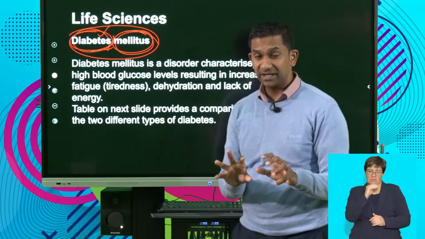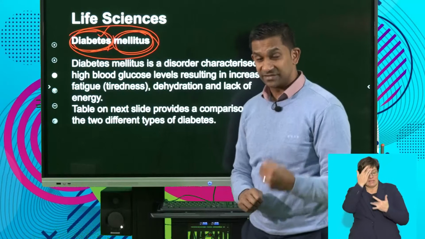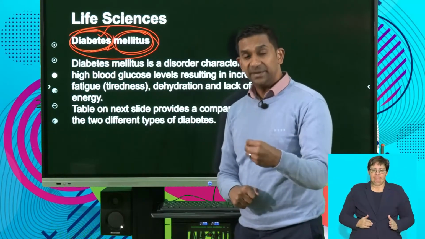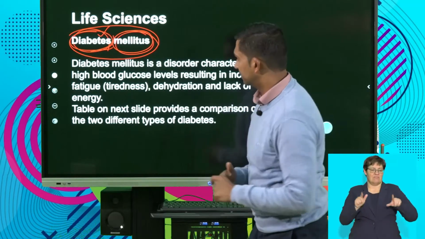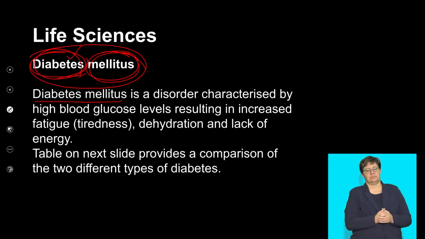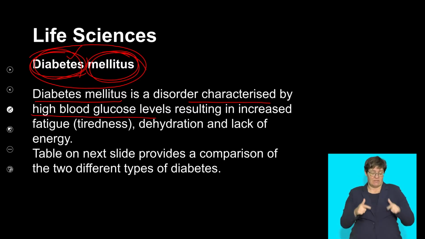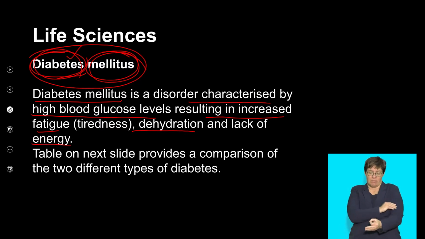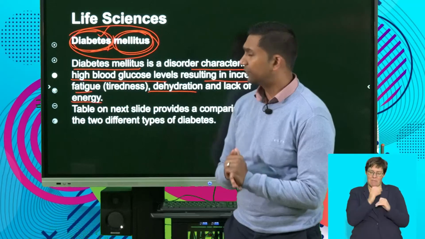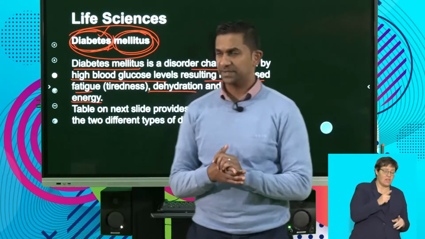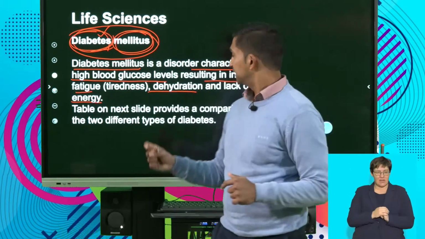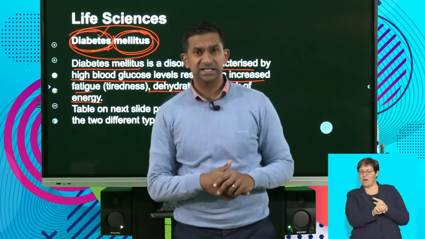So we'll unpack that as a disorder which is as a result of the body's inability to control blood sugar levels. Right. So diabetes is a disorder characterized by high blood sugar levels or high blood glucose levels, resulting in increased fatigue, dehydration, and a lack of energy. Let's try and unpack that. So if you know of a family member or relative, or you yourself are affected by diabetes, you will notice that the symptoms of fatigue set in.